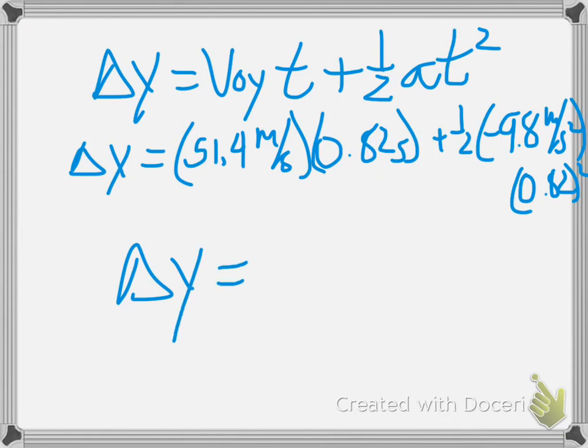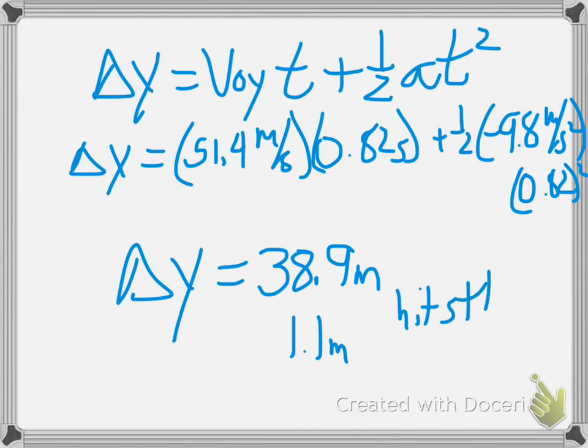And what we get out of all this is 38.9 meters. So what happens? Does he hit the fence? Well, yeah, the fence is 40 meters tall, so he's going to clip the top of the fence. By how much? By 1.1 meters. He hits the fence.